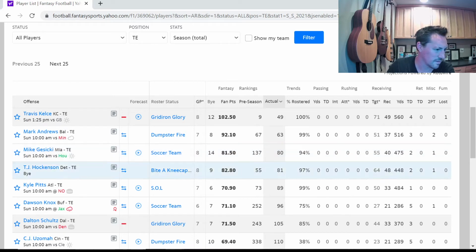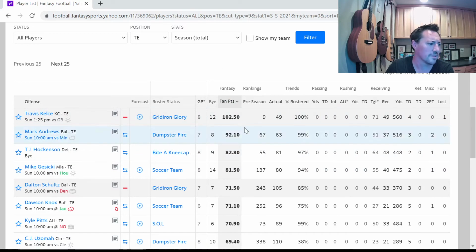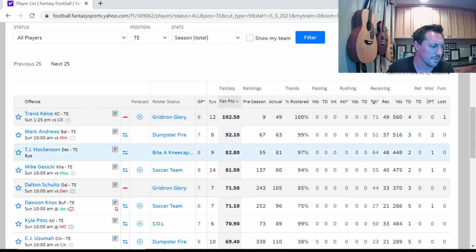And actually, this isn't sorted by points, so let me sort it by points. Yeah, those still apply. So T.J. Hockenson actually is third place. So it's not as big of an advantage as I thought it might be, but still Travis Kelce is definitely the best tight end in fantasy football.